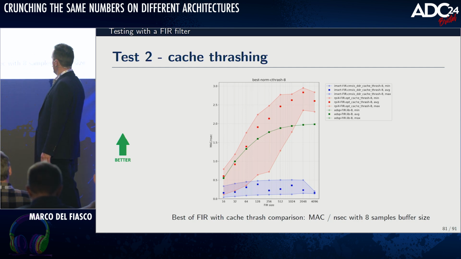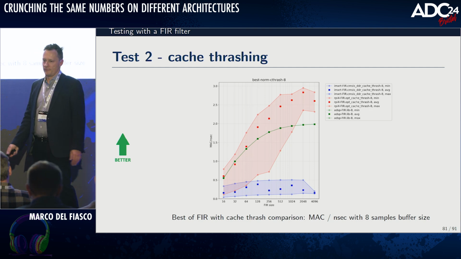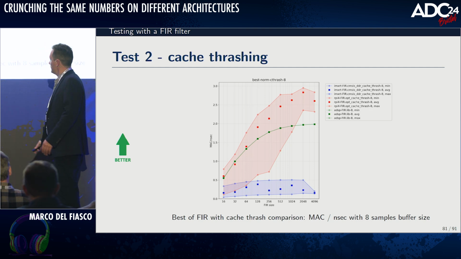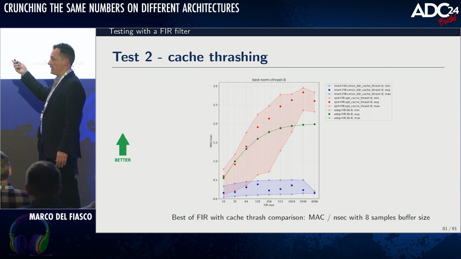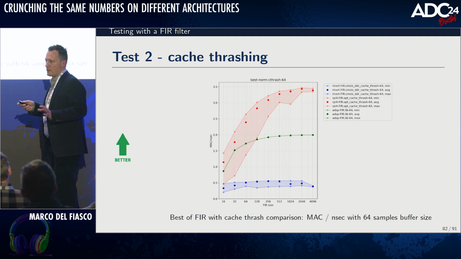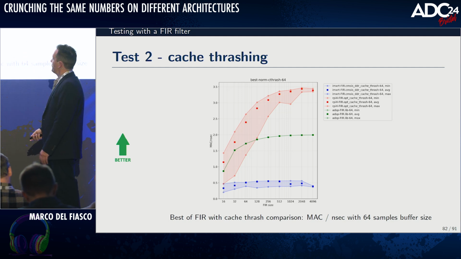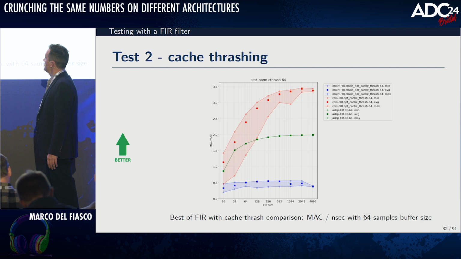What about the Raspberry Pi? So with 8 samples buffer size, it's not so good. The jitter is very high, and a DSP is better here, much better. Increasing the sample buffer size, things change. And even with some amount of cache thrashing, with FIR filter size greater than 128 taps, it performs better than the Shark, and it reaches 3.5 Mach per nanosecond compared to 2. That's great.